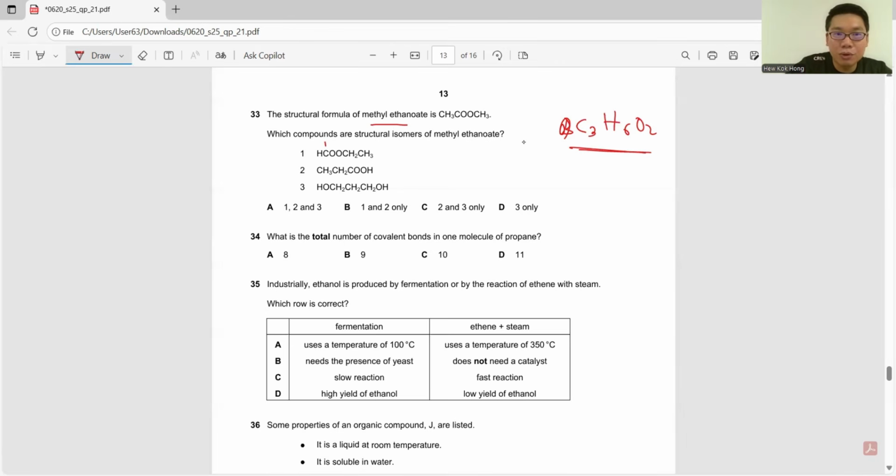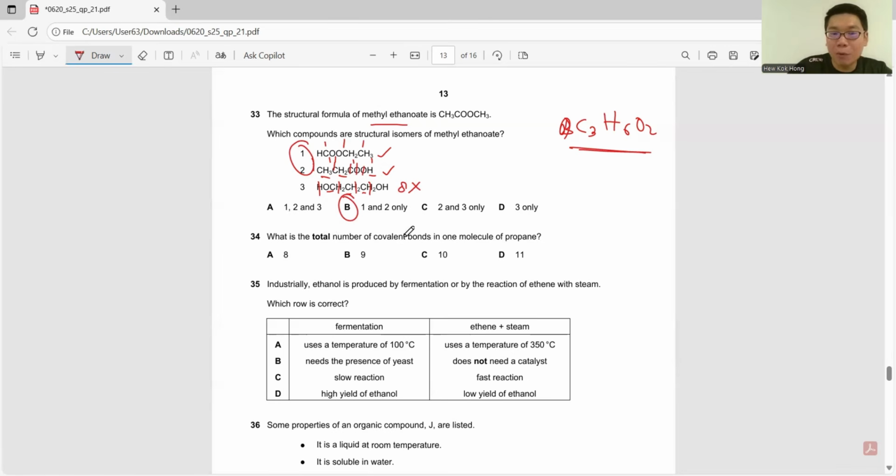So let's check. 1, 2, 3. 1, 2, 3, 4, 5, 6. O2, yes. C3, yes. H6, yes. O2, yes. C3, yes, H8. Here we have 8 hydrogen, so no. The answer is just 1 and 2.